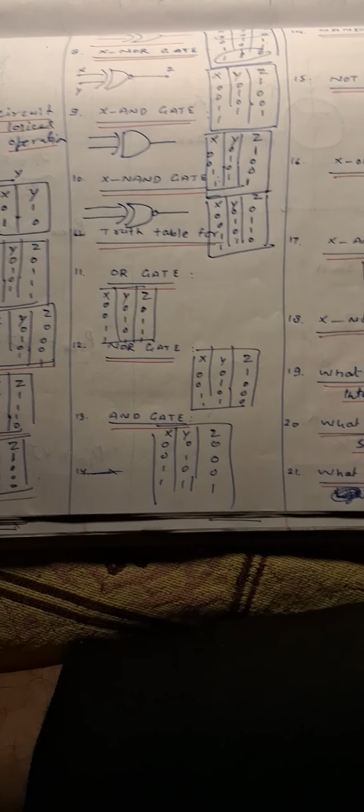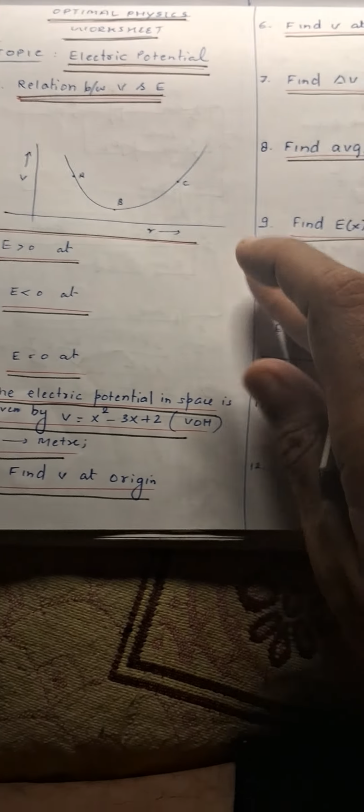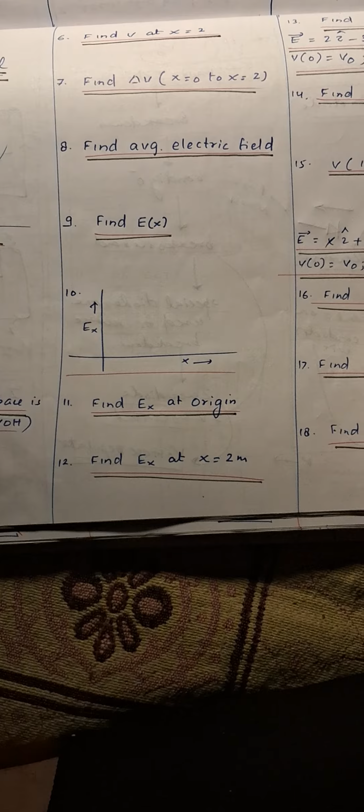Then we have another worksheet on logic gates. And analysis of p-n junction diode as shown over here. Then we have a worksheet on electric potential as shown over here.